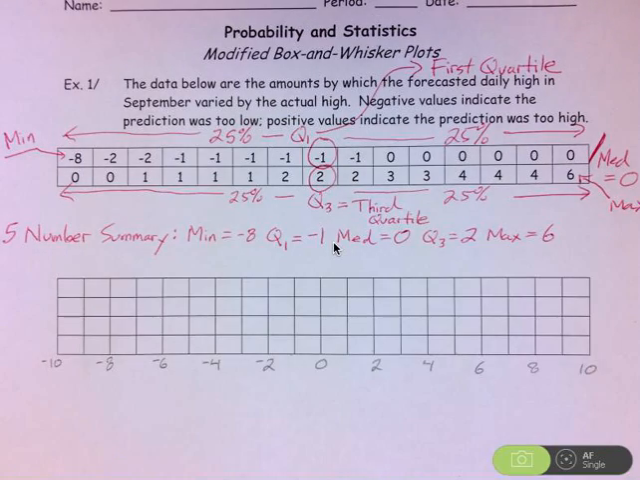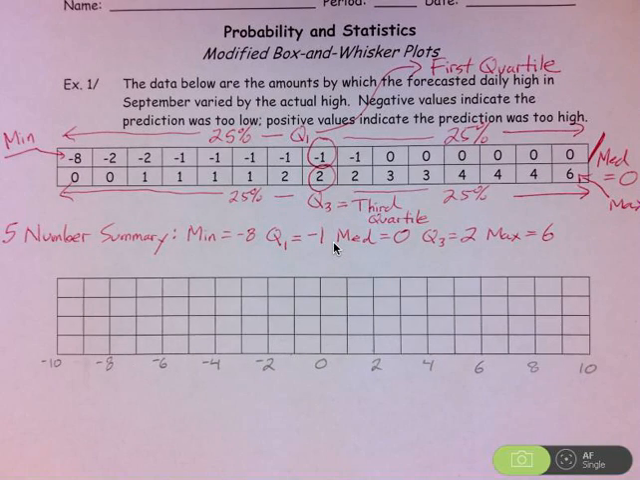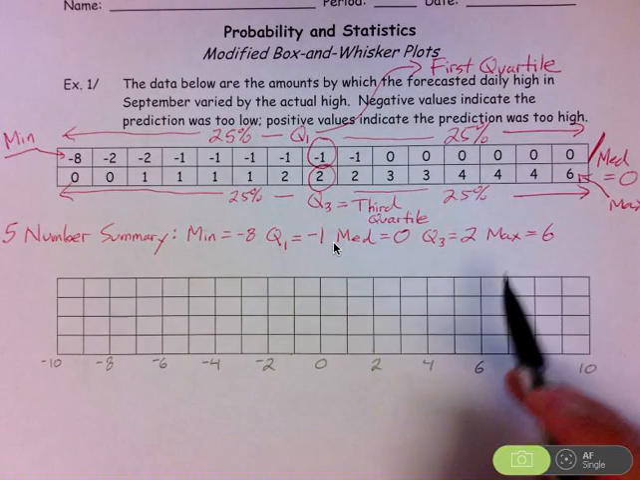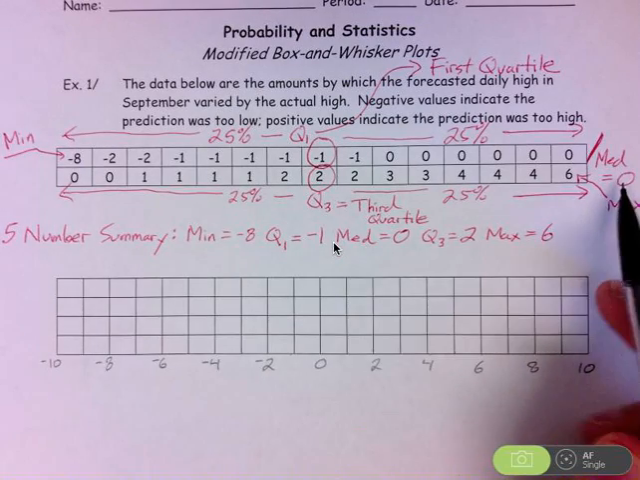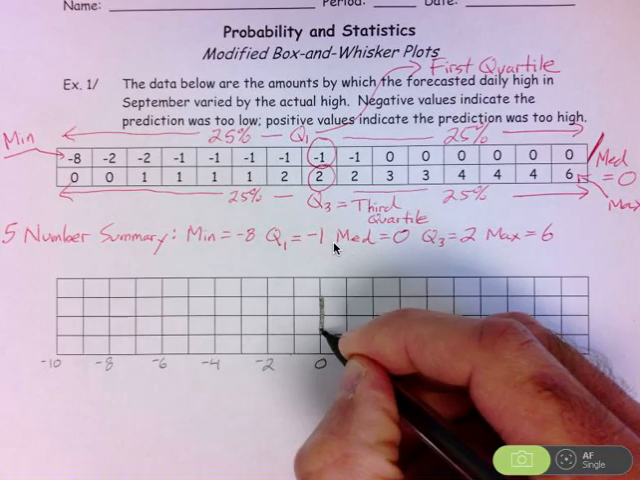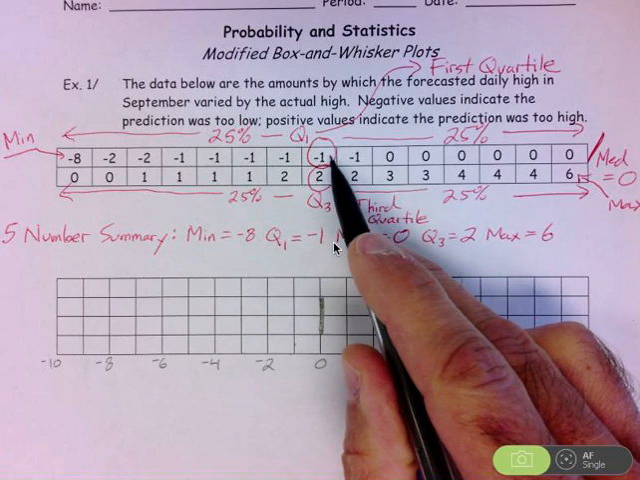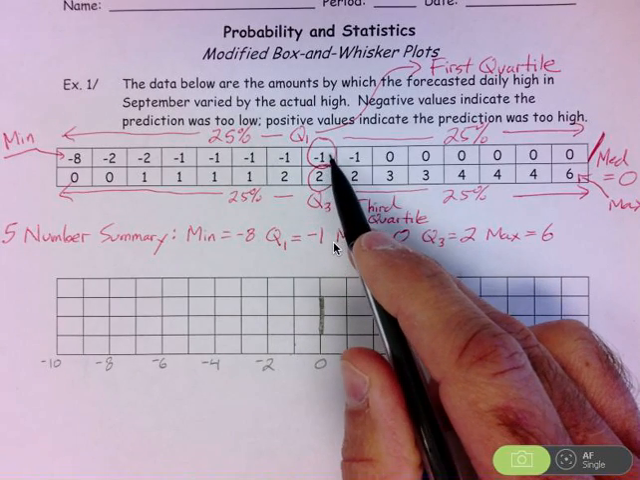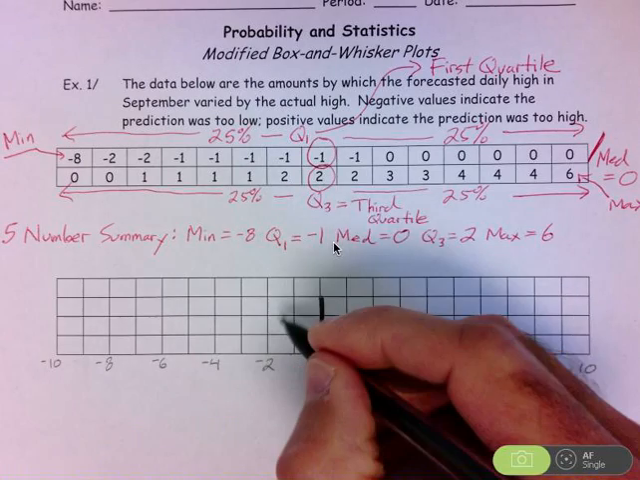There we go. So now what's interesting here is you don't have to label the y-axis. What this graph is going to do is literally show us how the data values are spread out between the minimum and the maximum. So let's start with the median of 0. So I'm going to put a bar here at 0. And then I'm also going to put a bar at -1 and at 2. Those are the locations of Q1 and Q3.